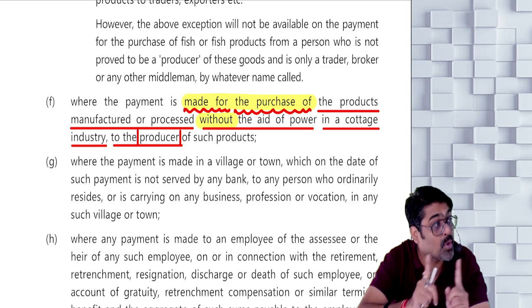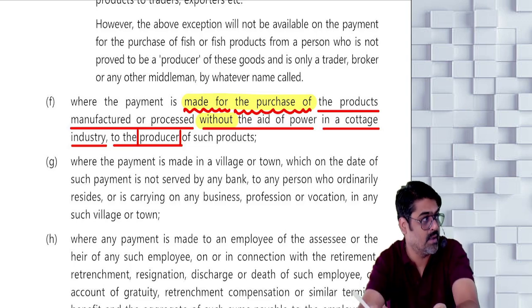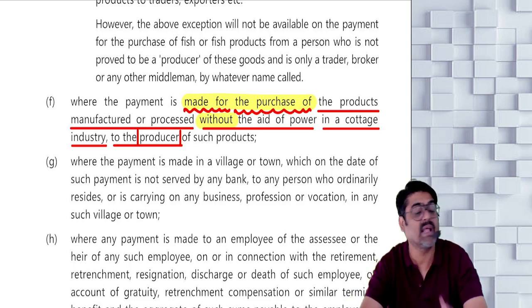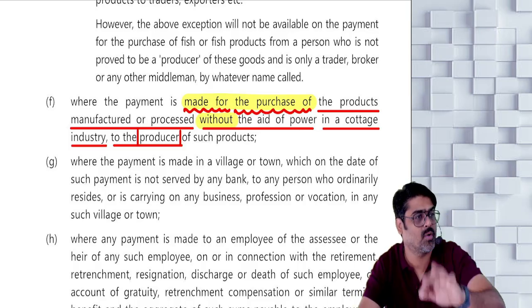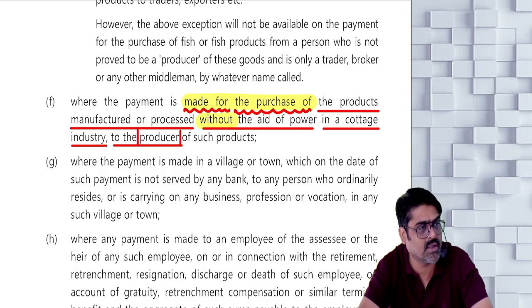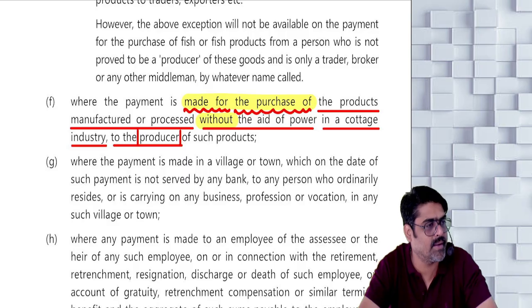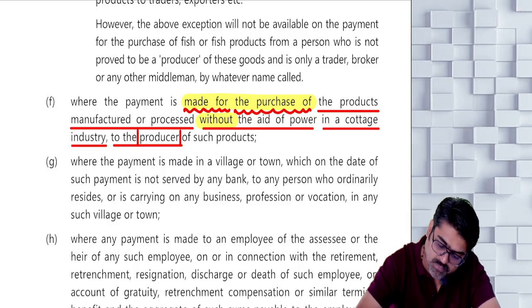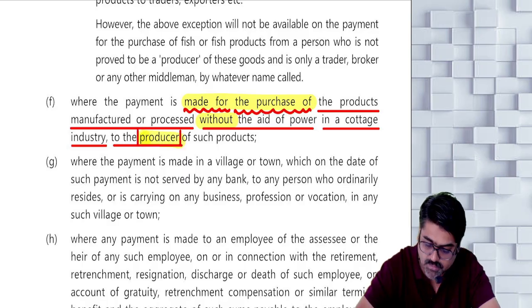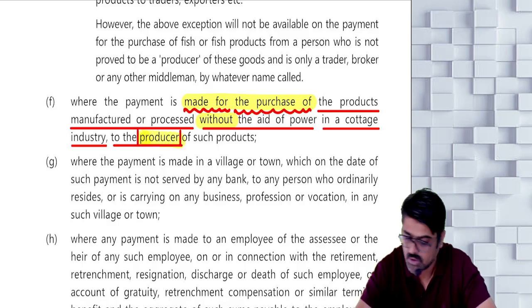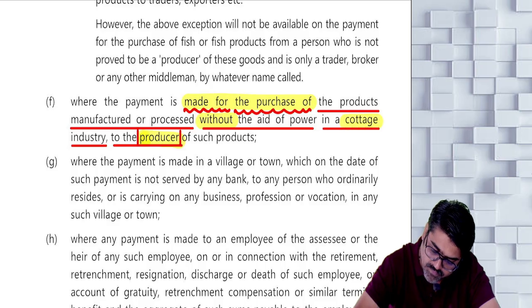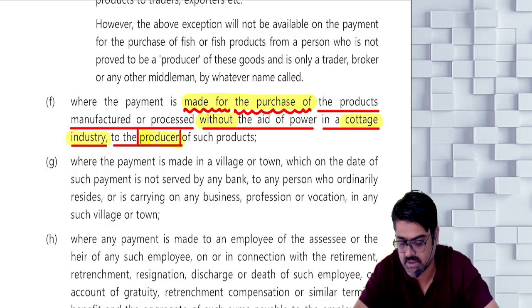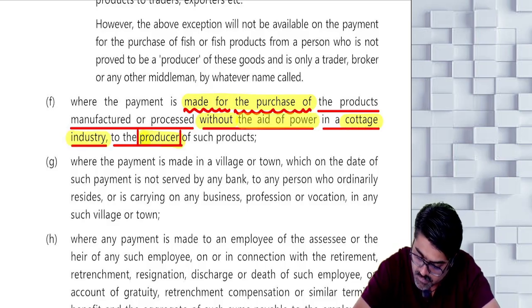So, to the producer of that product, if you are making the payment, then that payment can be by any mode. It will be allowed as a deduction. It is not required to be made in prescribed modes only. The payment has to be made to the producer of such goods, and the goods are produced in a cottage industry without the aid of power.